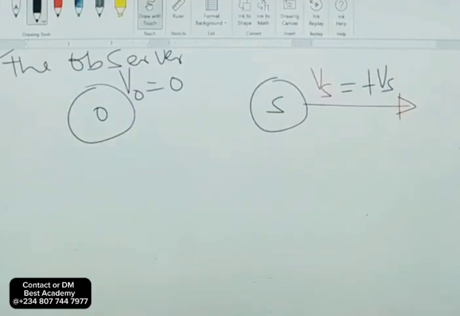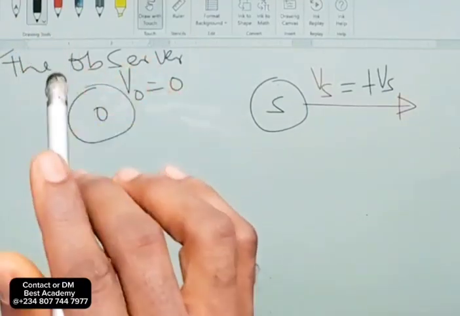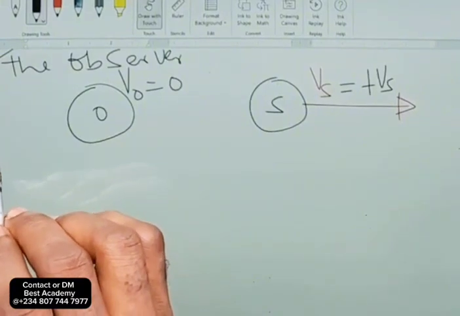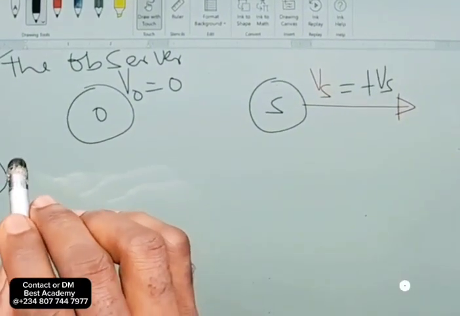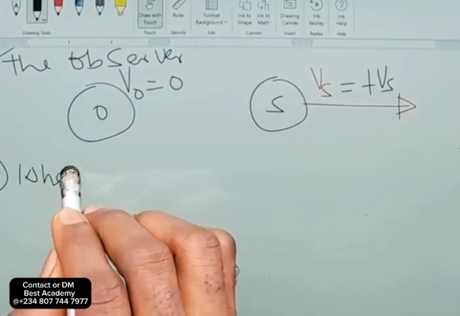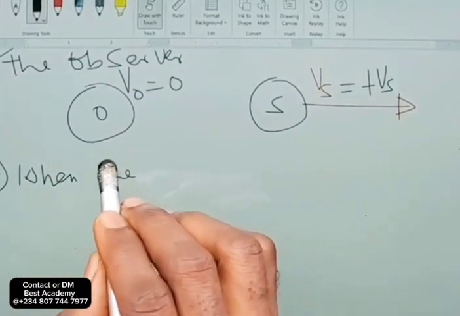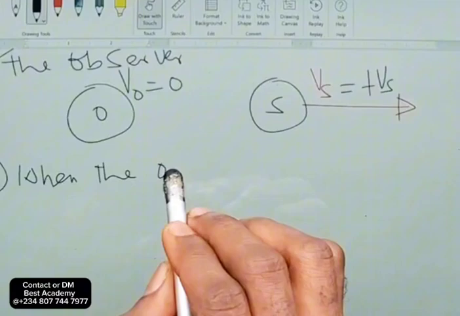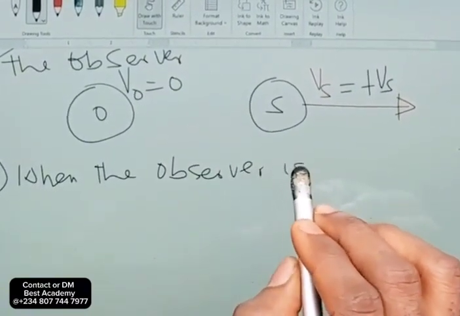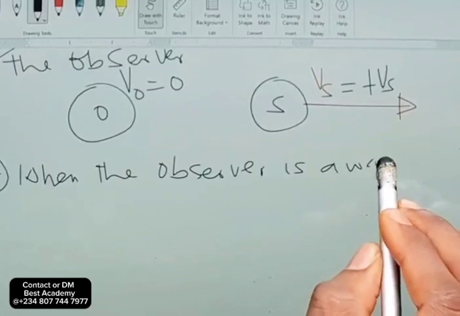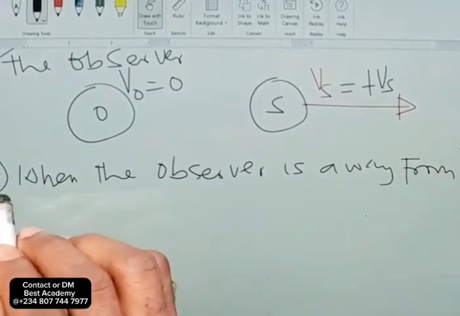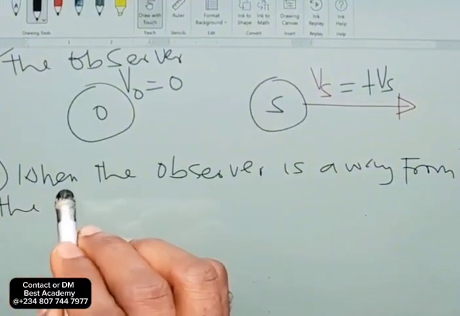All right, 4, that is the sign convention. Okay, 4, when the observer is away from the source.